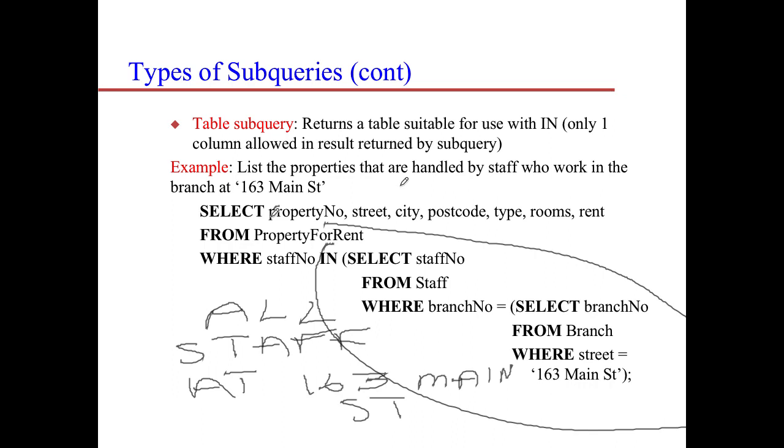Yes. Does PropertyForRent have a staff number? Yes. The reason you know that is it says where staff number. This staff number is referring to, so that's scope information.